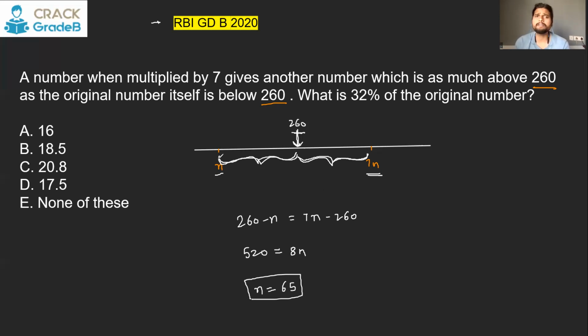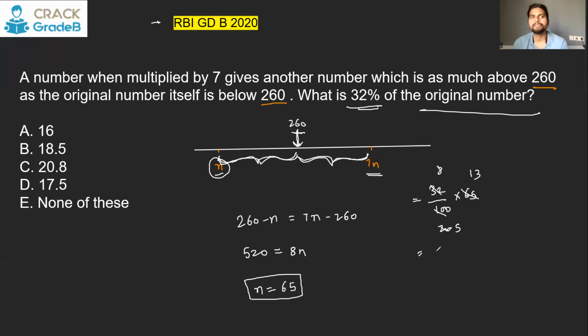If n is 65, that means the original number is 65. They're asking us what is 32% of the original number. So 32% of the original number, which is 65. This is what you have to calculate. You can just solve this. 5 13s are 65, 5 4s are 20, 4 8s are 32, 4 5s are 20. 8 into 13, 104 upon 5. That is 20.8. 104 upon 5 is 20.8. The answer is going to be 20.8.